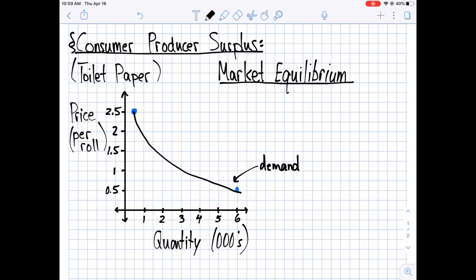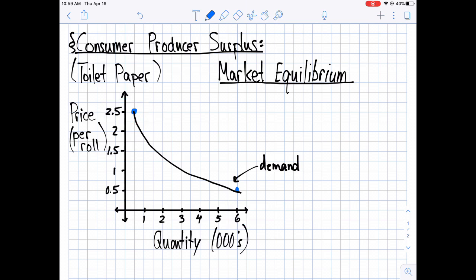Now let's take a look at another situation. Let's look at the supply curve. Okay, so the supply curve is going to be essentially the opposite of this. In other words, if the price is very high, then we know that people are going to want to produce as much as possible if they know they can get $2.50 per roll. So if the price is high, then similarly the quantity produced is also going to be high.